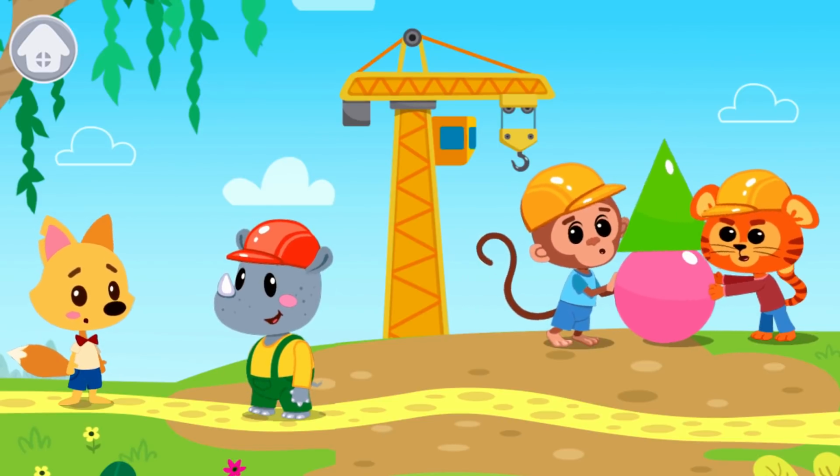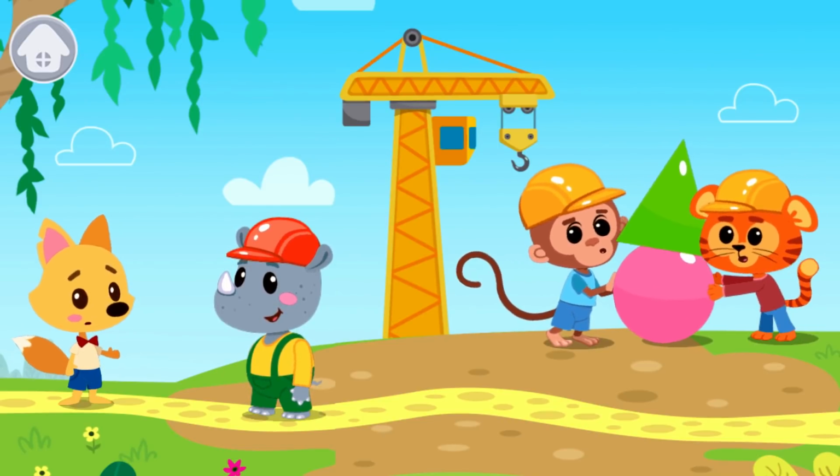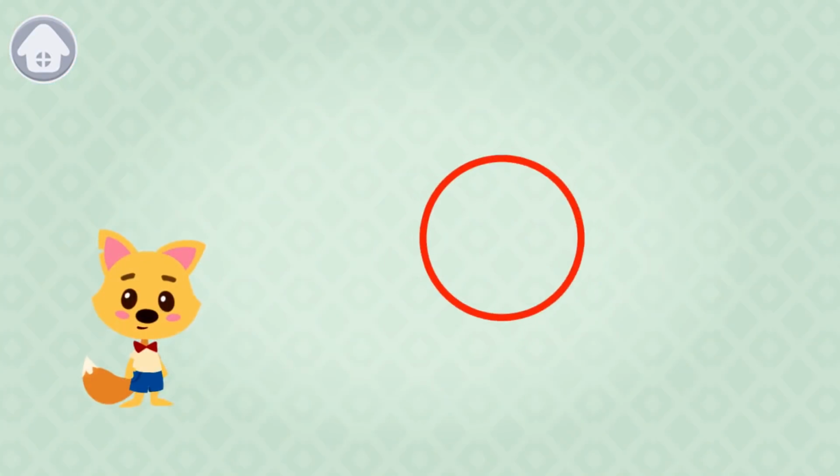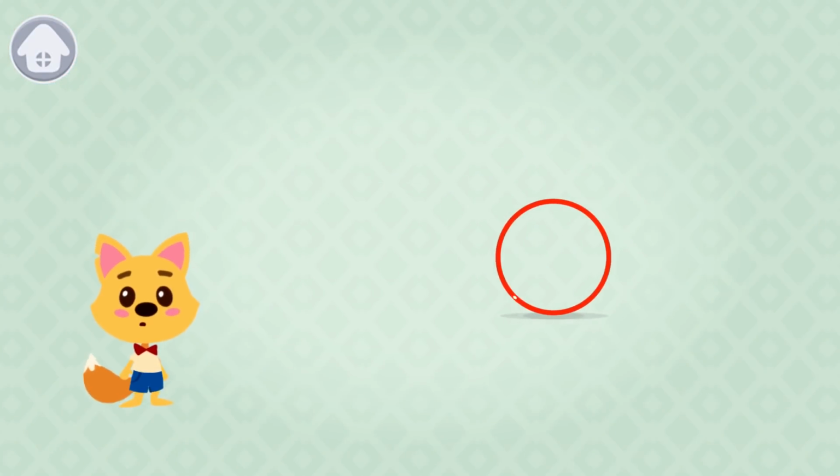Do you know any geometry figures? Let's learn the figures and help in building a playground. This is a circle. The circle has no sides and no angles, so it can roll. The circle is round. Tap on the circle.